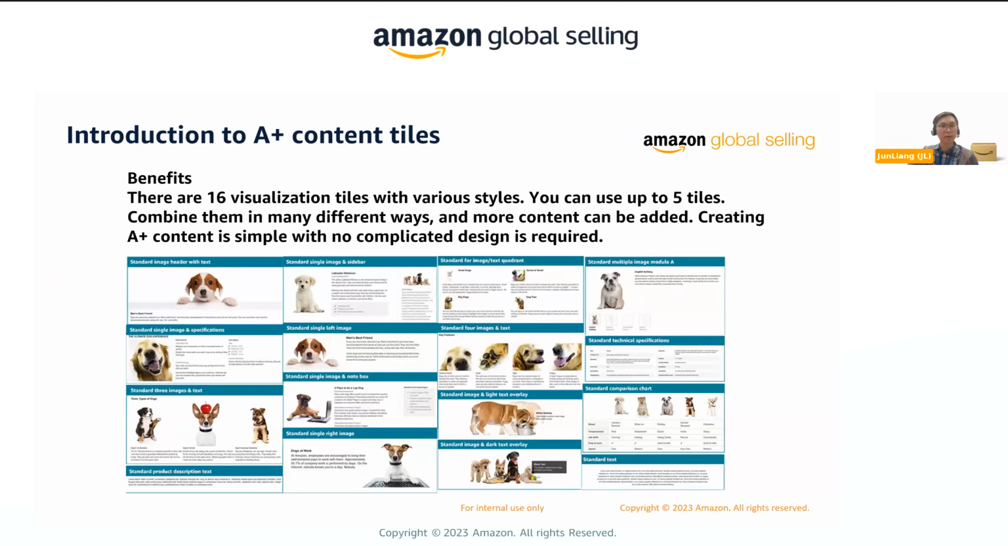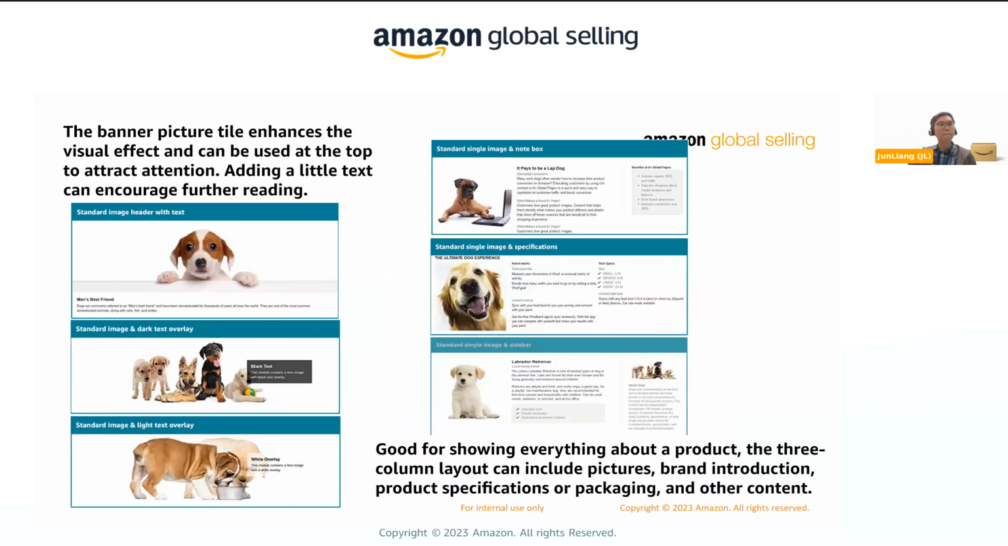All right, so the tiles that I'm referring to are something like you see over here. There are a total of 16 visualization tiles with various styles, but in each listing, you can use up to only 5. You can mix and match and combine different tiles in each listing. To see how best it can portray your content, you can mix and match and play around. But I'll share some guides in the next few slides.